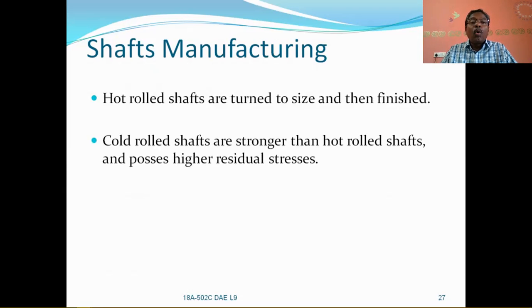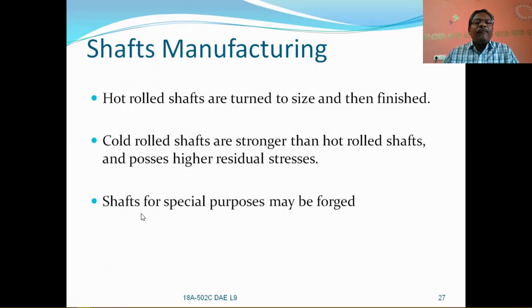The cold rolled shafts are stronger than hot rolled shafts, but they will possess a little bit of residual stresses also. That means this is a drawback. And for special purposes, the shafts are forged. That means by using the forging technique also, the shafts are manufactured. But generally we use either the hot rolling process or the cold rolling process.